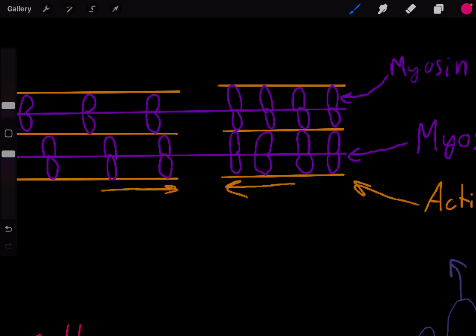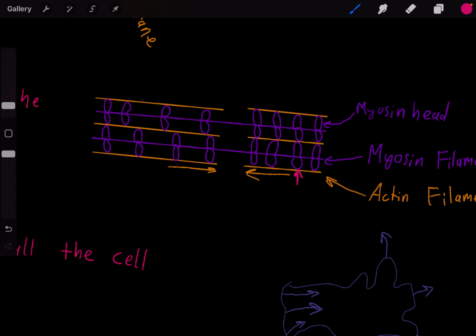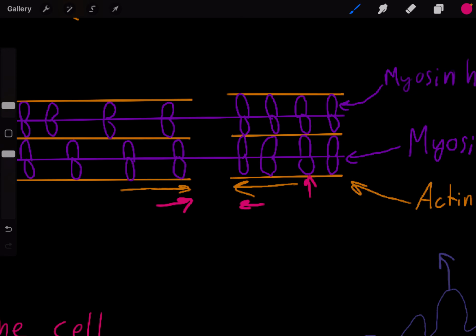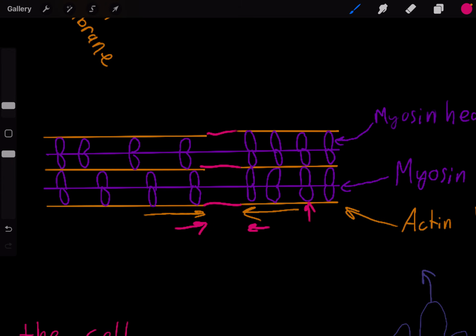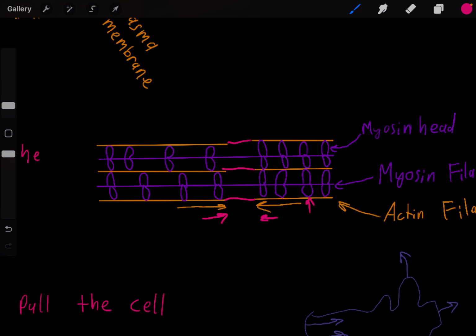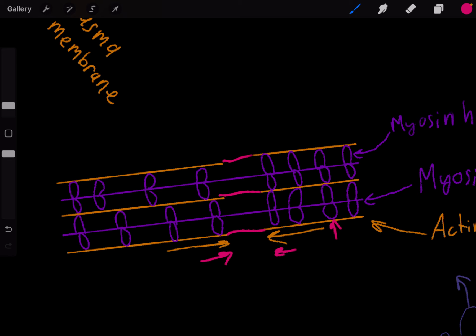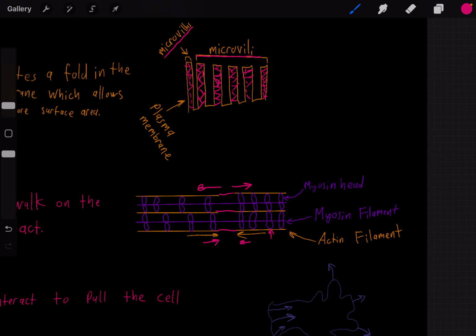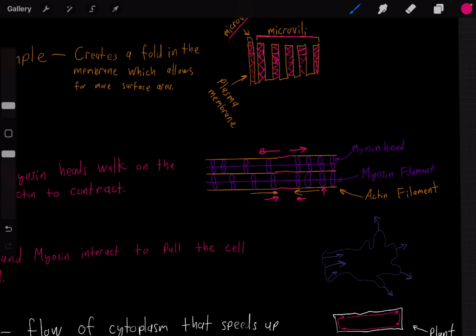What would happen is these heads would walk, kind of like motor proteins, and they'll contract the actin filaments together. So these arrows are showing the contraction happening. And once these come together, when you don't want to contract anymore, the heads walk the other way, and your actin filaments would go this way, causing you to not be contracted anymore.